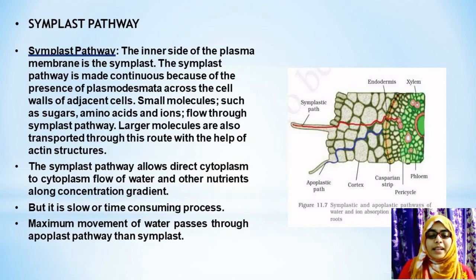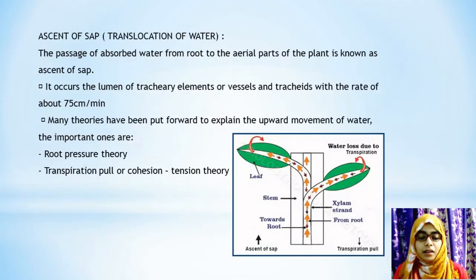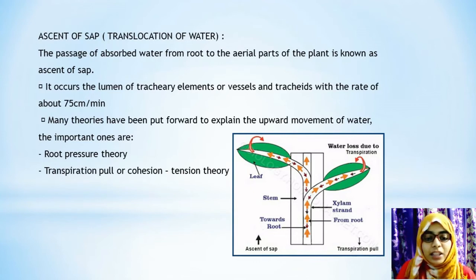Okay. So next slide. Here now we will be studying about ascent of sap. Ascent of sap is nothing but movement of water molecules from roots to aerial parts of the plant. Okay. It occurs at the lumen of xylem elements, vessels and tracheids, with the rate of about 75 centimeter per minute. That is, in about 1 minute, a distance of 75 centimeters can be covered by a water molecule in the xylem vessels or tracheids.